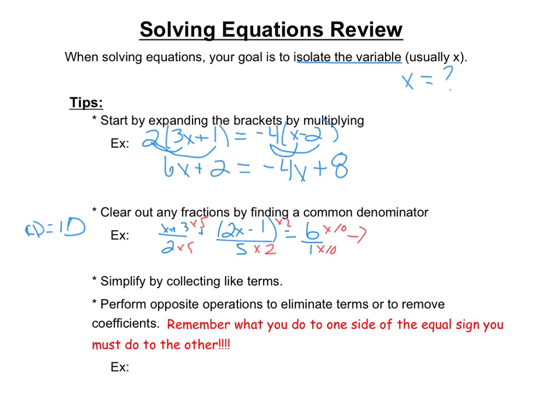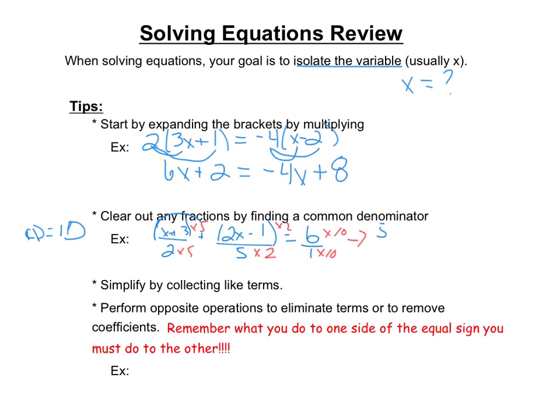We're going to have to multiply everything here by the 5. So 5 times x, that gives us 5x. 5 times 3, that gives us 15. Over my 2 times 5, that's 10. Plus, we'll do the next one, 2 times 2x, that gives us 4x, minus 2 times negative 1 gives us 2, over 10, equals, and then I get my 6 times 10, that's 60 over 10.